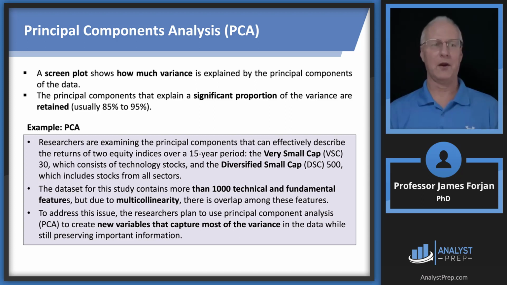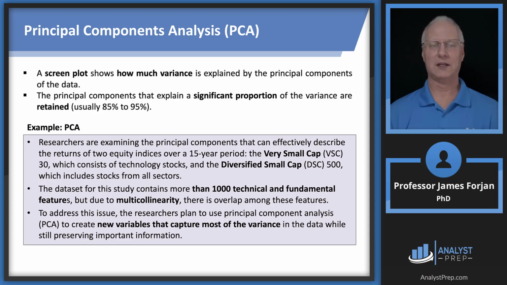So let's suppose that we want to compare the very small cap 30 versus the diversified small cap 500. So we have 30 stocks here and 500 stocks here, and we want to see if we can use principal components to describe the returns. All right, so the data set has more than 1,000 technical and fundamental features. Now, here's the problem with regular old classical econometrics. If we have all of these variables, remember in classical economics we're calling them independent variables, but it's likely that some of those are related, and that's going to result in multi-collinearity. So what do we do if we have tons and tons of multi-collinearity? There are things that we can do in classical regression analysis, but if we have 1,000 of these things, we're not going to be able to use classical regression analysis. So we might as well just throw that model out the window. Let's do principal component analysis.